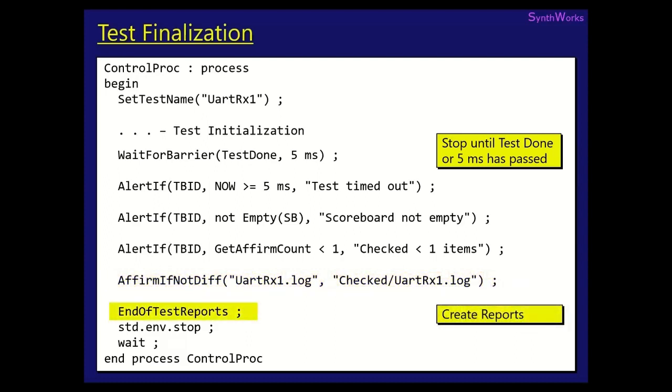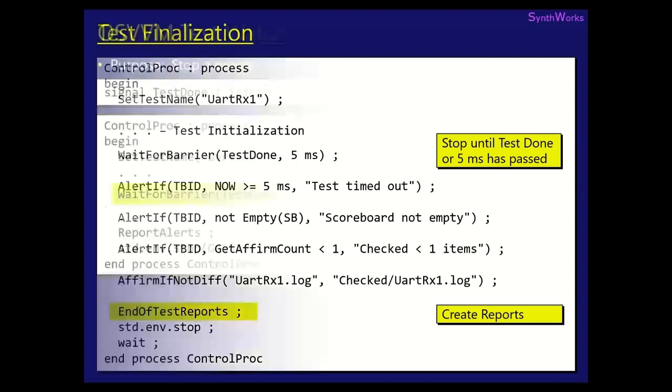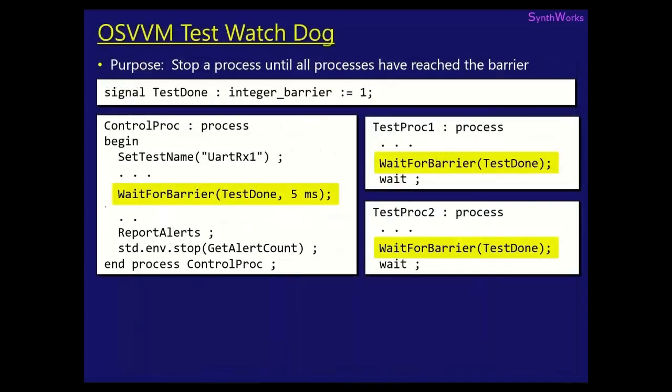Okay. So this wait for barrier thing, we support two types. We support standard logic and we support integer underscore barrier.